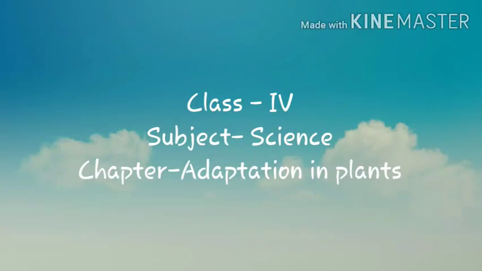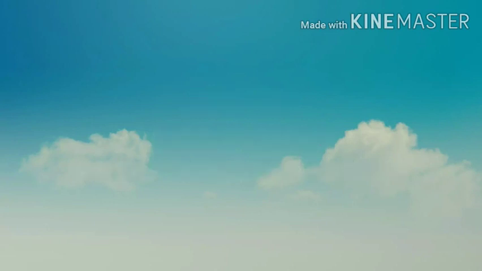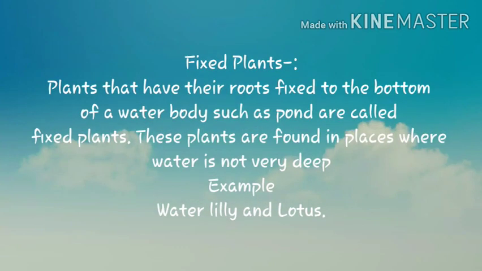Students, in the previous video we had done till floating plants. Today we will continue with other different plants. Okay, fixed plants. Plants that have their roots fixed to the bottom of a water body such as a pond are called fixed plants. These plants are found in places where the water is not very deep. Like lotus and water lily are fixed plants.